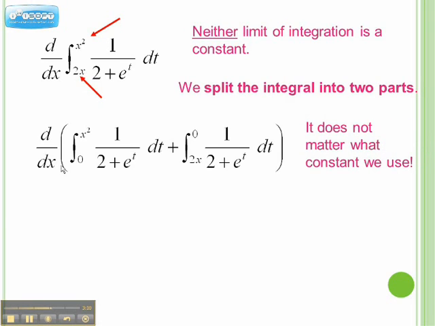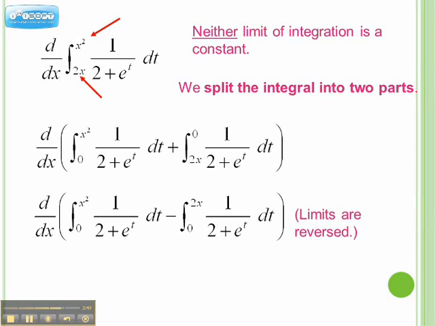I'm going to take the derivative of this integral, but I'm going to say, well, okay, it doesn't matter what constant I use. So the integral from 0 to x squared plus the integral from 2x to 0 would be the same as the integral from 2x to x squared, right? I can just split this up using a constant, because the integral from 2x to 0 plus 0 to x squared is going to be the same as 2x to x squared. So then I'll flip this one so that my constant is on the bottom. So now instead of a plus here, we have a minus.